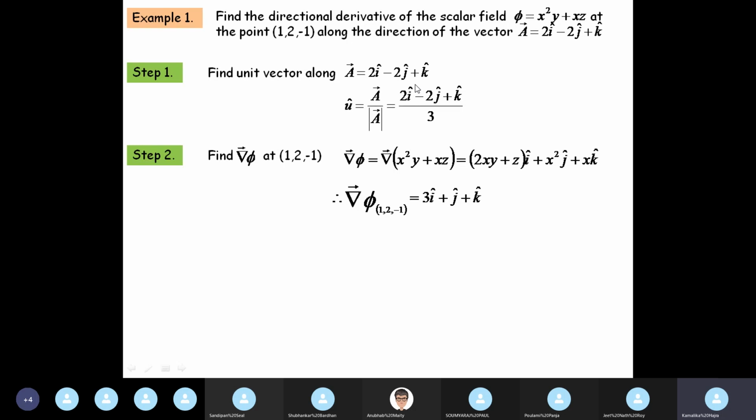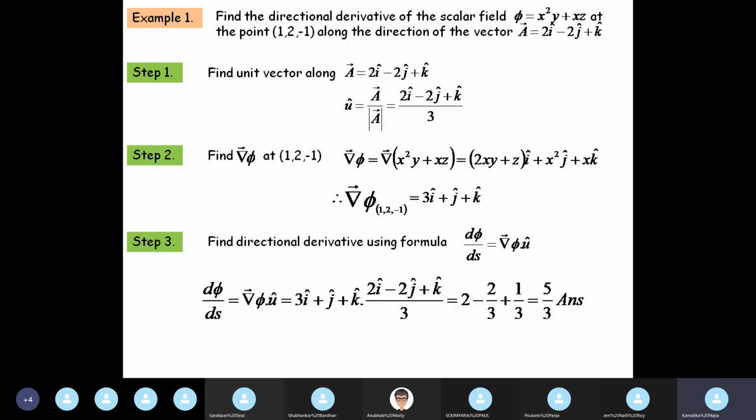So you've got u cap, you've got grad phi at the given point. So step 3, formula of directional derivative, grad phi dot u cap. So grad phi is this, dotted with u cap is this, and the answer is 5 by 3. So you see, the directional derivative is a scalar.